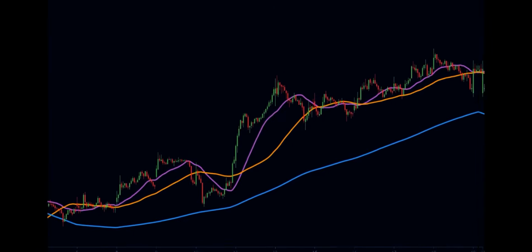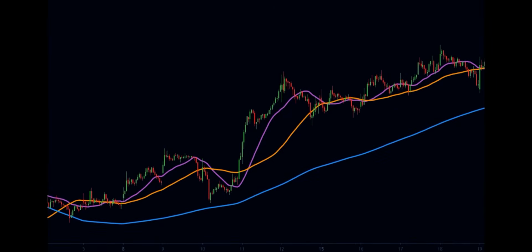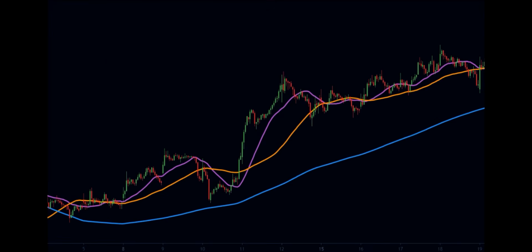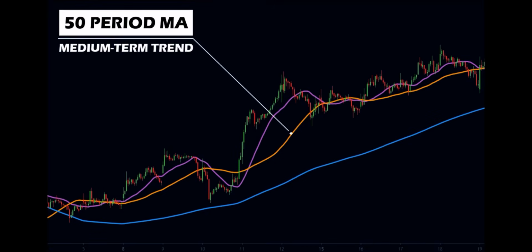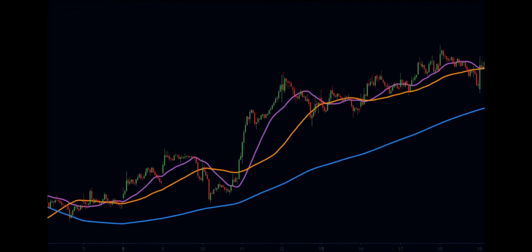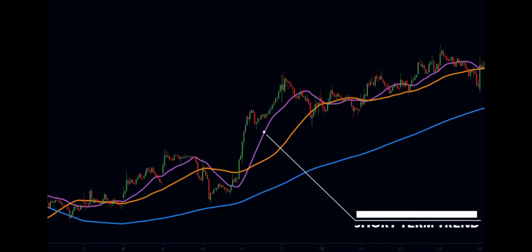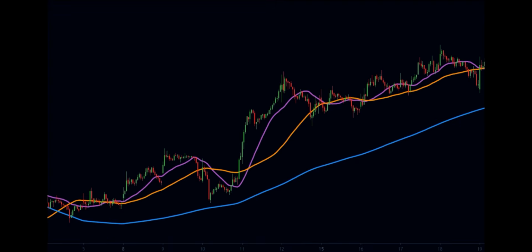Different moving averages are used to identify different trends of the market. For instance, a 200-period moving average is used to identify the long-term trend of the market. A 50-period moving average can be used to identify the medium-term trend of the market. And lastly, a 20-period moving average can be used to identify the short-term trend of the market. We can use 2 or more moving averages to get a broader idea of the market structure and market trend.